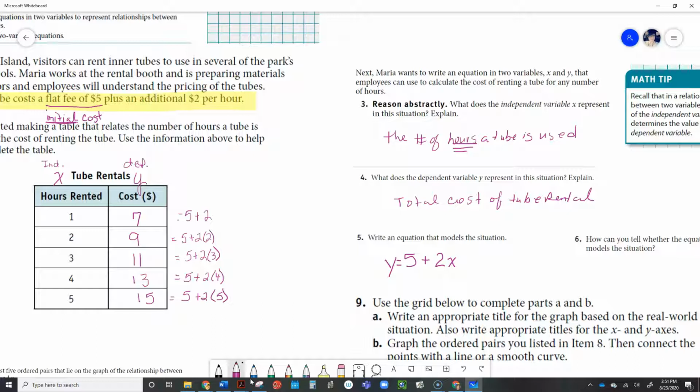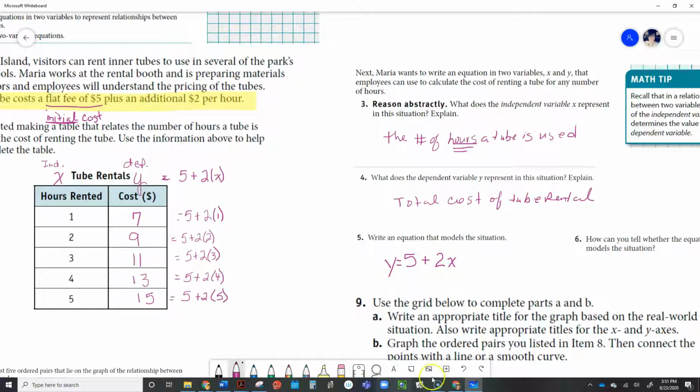Our Y values right here were calculated each time by taking the $5 and then adding the $2 for each hour that we kept it. That's what we did on each one of those. We had it 1 hour right there. You can even put the 1.